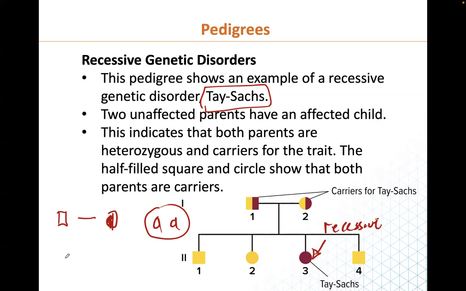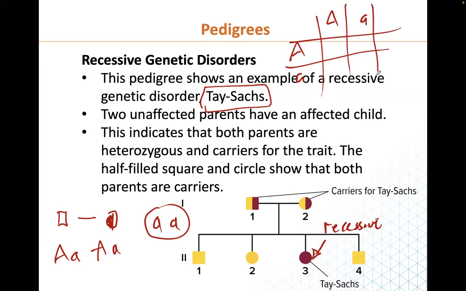So one of the parents has to be, let's say we want to represent Tay-Sachs with A. So the two parents have to be Aa and Aa. If you cross these two parents, Aa, please, you should learn how to cross very well. It's going to really help you in solving many problems. So this will be AA, Aa, Aa, aa.